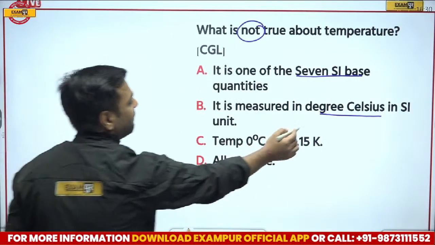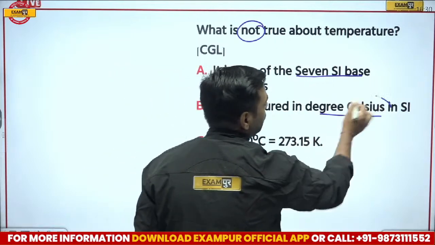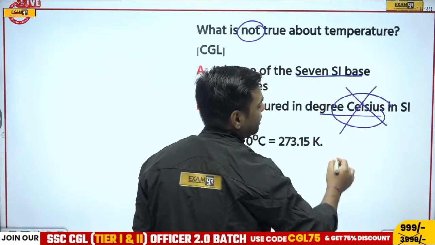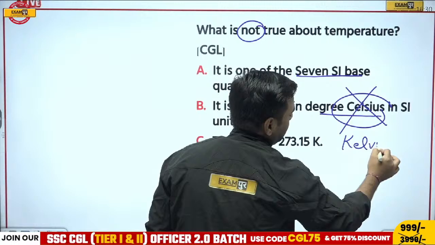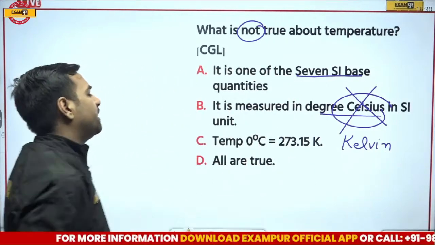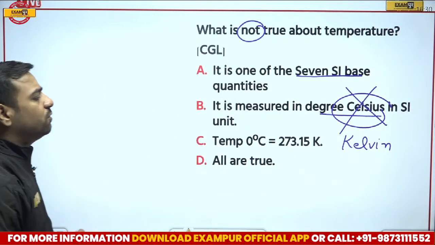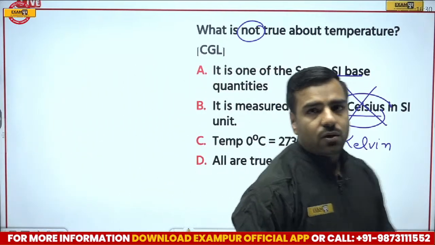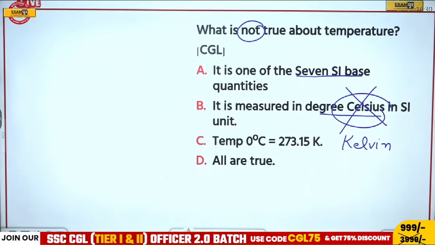Okay. So yes, if I talk about this SI unit, it would not be centigrade, it would not be Celsius, it will be Kelvin. And this option is absolutely correct. That is, temperature 0 degree centigrade is equal to 273.15 Kelvin. Okay, so let's move forward with the next question here.